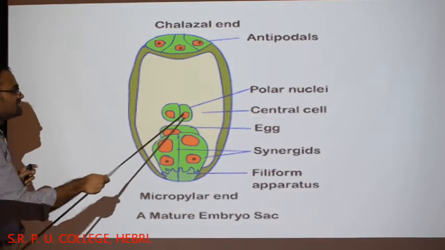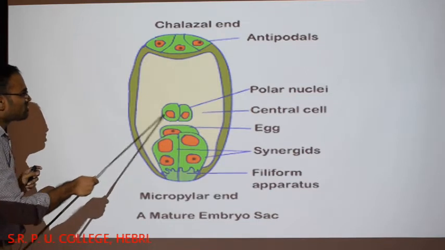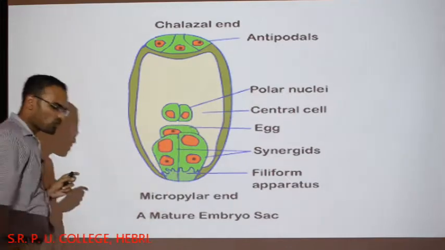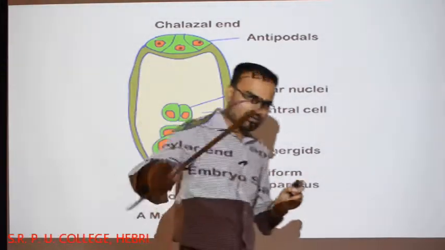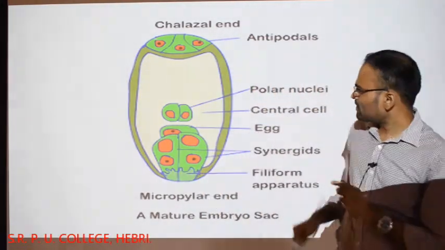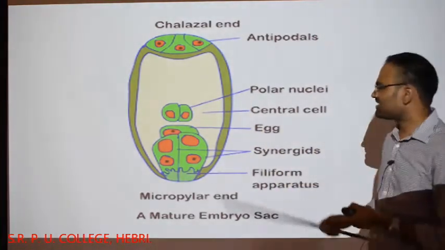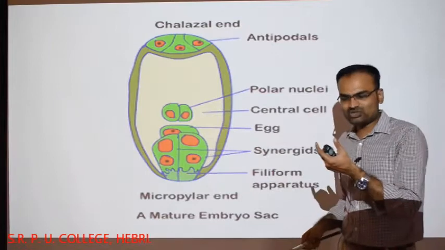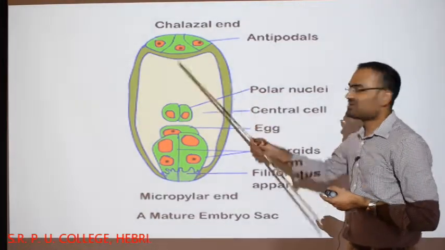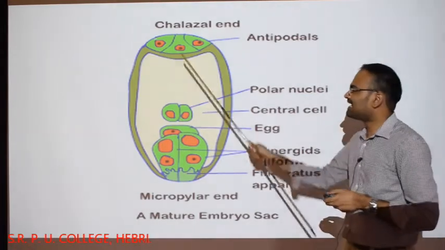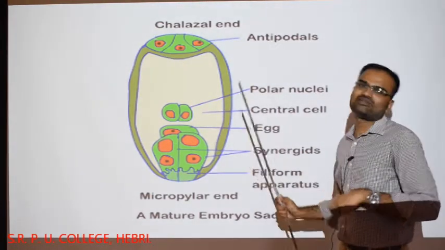But this central cell, which possesses 2 nuclei, those nuclei are called polar nuclei. Prior to fertilization, those polar nuclei will fuse and form a single cell. That's why it becomes a total 7-celled, 8-nucleate embryo sac. Understood? Total 8 nuclei and 7 cells.